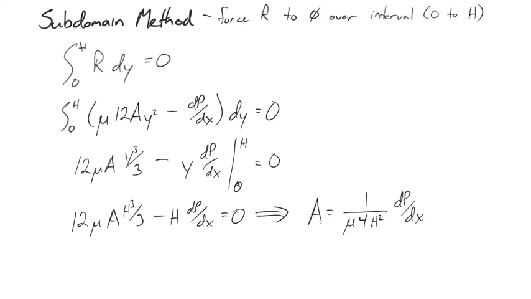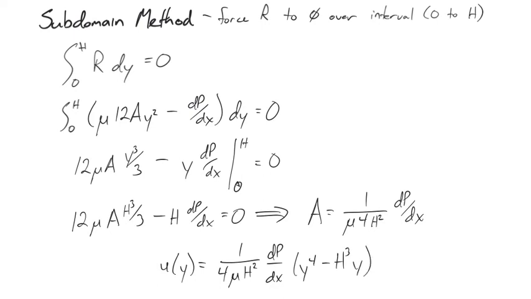That's our solution for the unknown coefficient. Now we take that and plug it back into our assumed velocity profile equation. So we get 1 over 4 mu h squared dp dx times the quantity y to the fourth power minus h cubed times y, and that's it. That's our velocity profile equation for the subdomain method. So now we're going to work on the Galerkin method.